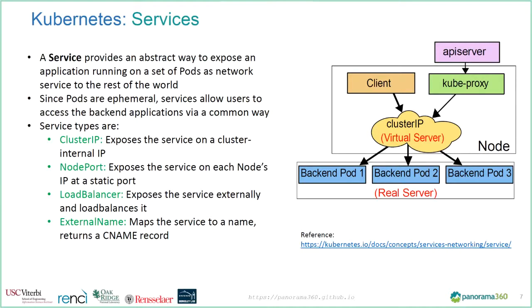Services have four types. ClusterIP is the default one and exposes the service on a cluster-internal IP. You can have NodePorts, a type of service that exposes the service on each node's IP at a static port. We can have load balancers that expose the service externally and load balance it, and ExternalName, which is similar to a CNAME record.